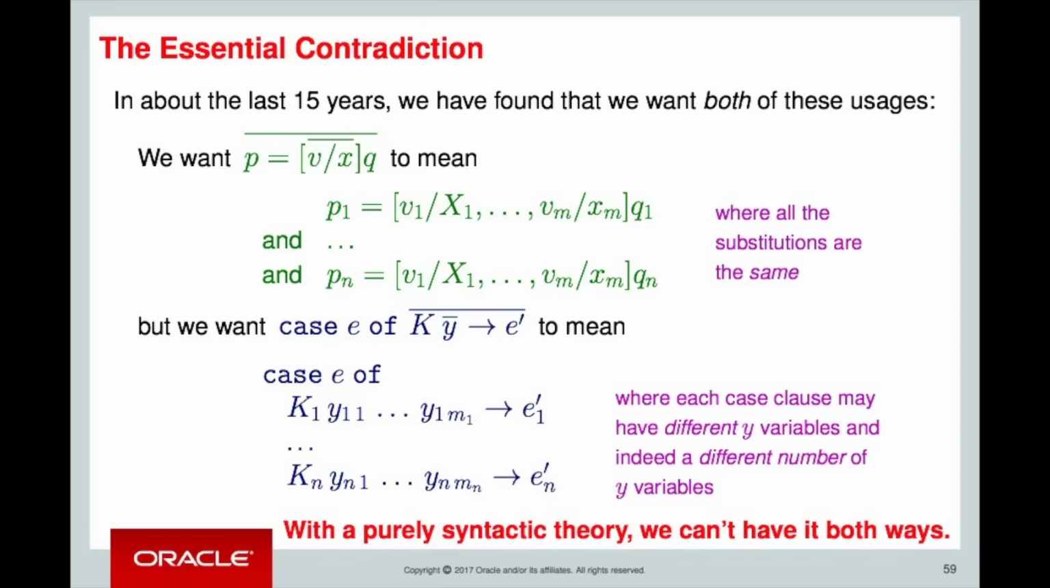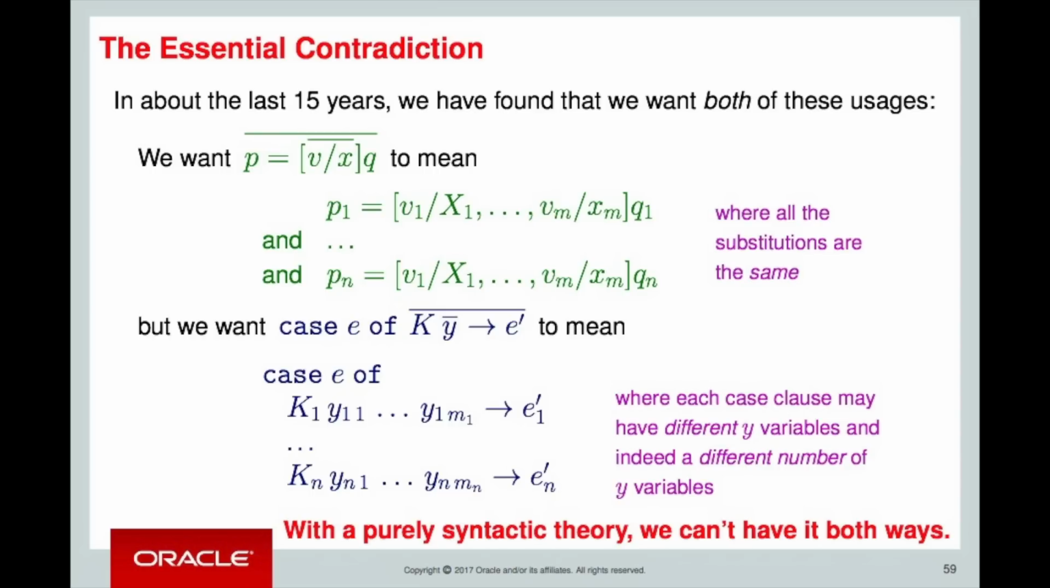But where we finally come up with the essential contradiction is this. Actual live uses in literature. In about the last 15 years, we found we want both of these things. When doing type analysis algorithms, in particular when looking at parametric types, we're dealing with expressing the bounds on types. We need to do substitutions into the bounds to get new bounds. So we typically want a big overline P equals little overline V slash X applied to Q. We want that to mean each P is derived from some Q, but the same substitution is used each time.